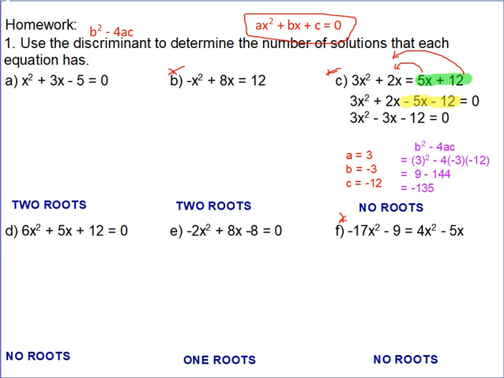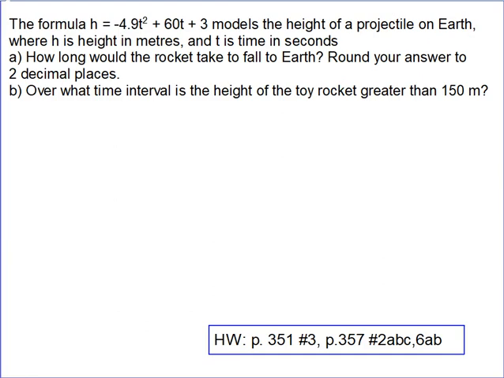Okay, great. There is one more piece of the homework that is attached to the note here, and it's this one right here. We have done questions similar to this. It says the formula h equals negative 4.9 t squared plus 60t plus 3 models the height of a projectile on Earth, where h is height in meters and t is time in seconds. There are 2 parts here. The first part is how long would it take the rocket or the projectile to fall to Earth? Round your answer to 2 decimal places.